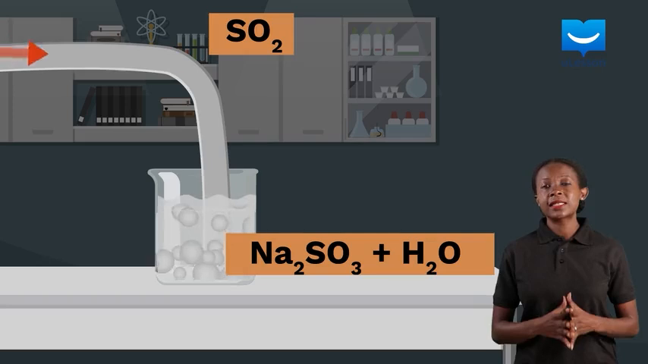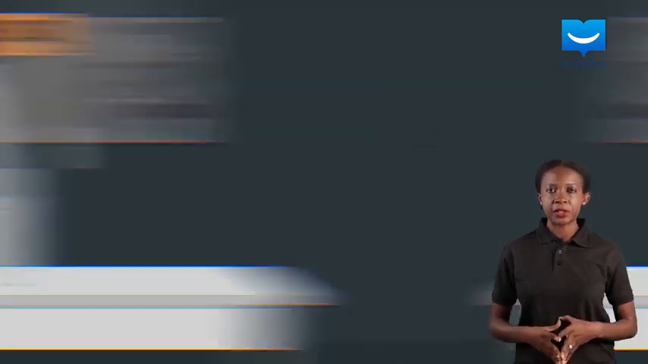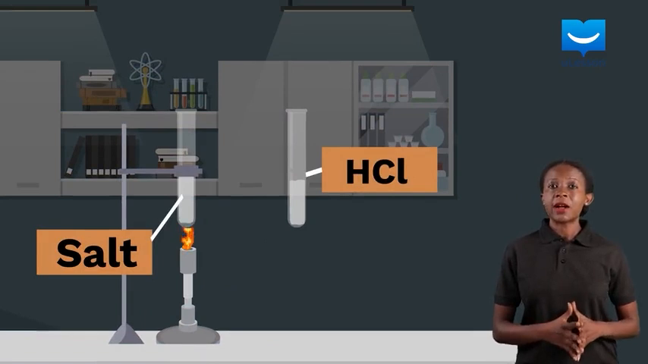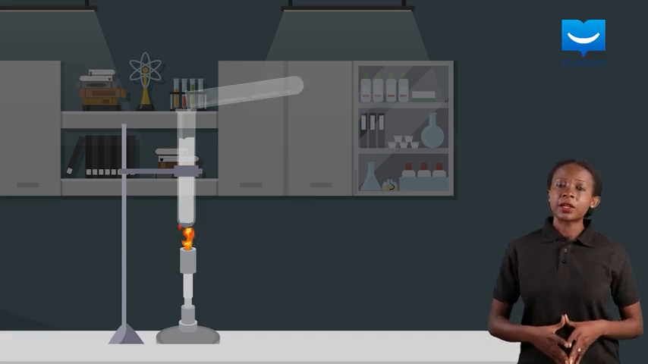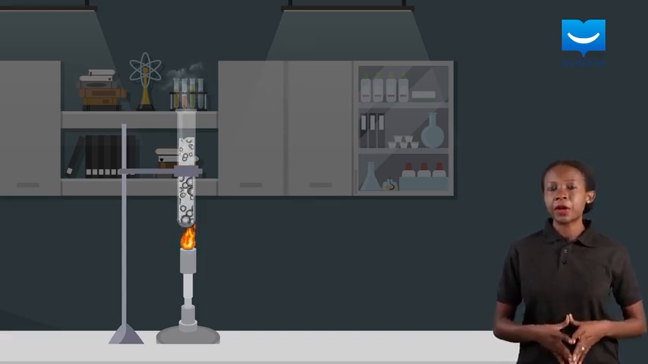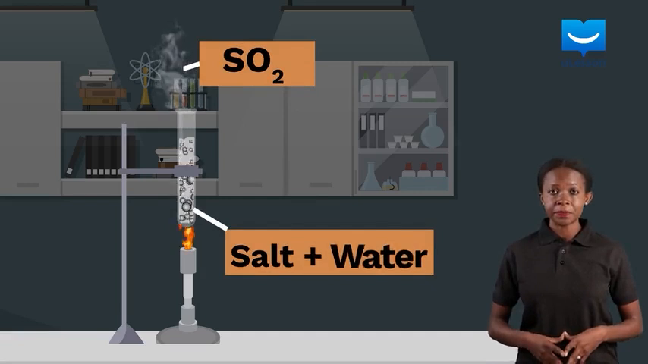Now let's discuss some of the chemical properties of trioxosulfate 4 salts. If a mixture of trioxosulfate 4 salts and an acid such as hydrochloric acid is heated, the reaction that occurs will lead to the formation of 3 products, which are water, salt, and sulfur 4 oxide.